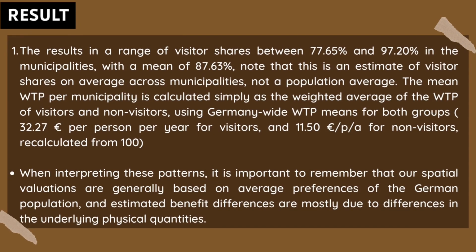The results show a range of visitor shares between 77.65% and 97.2% in the municipalities, with a mean of 87.63%. Note that this is an estimate of visitor shares on average across municipalities, not a population average. The mean WTP per area per municipality is calculated simply as the weighted average of the WTP of visitors and non-visitors using Germany-wide WTP means for both groups.